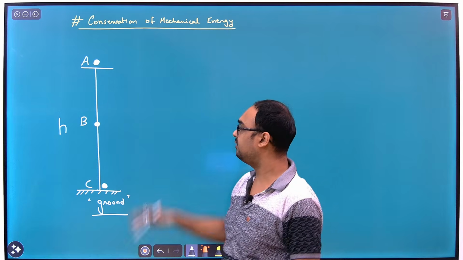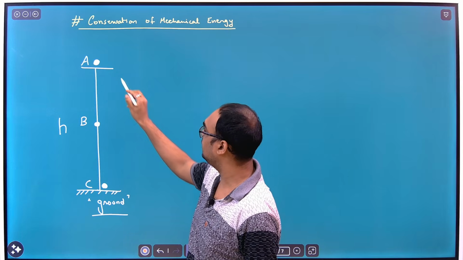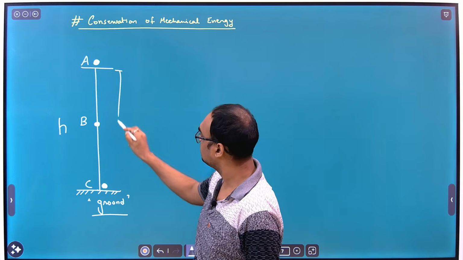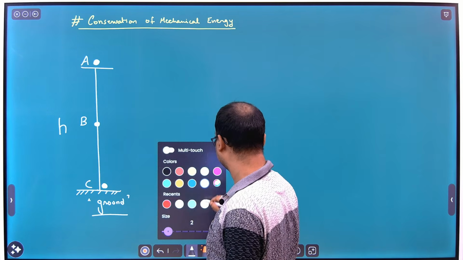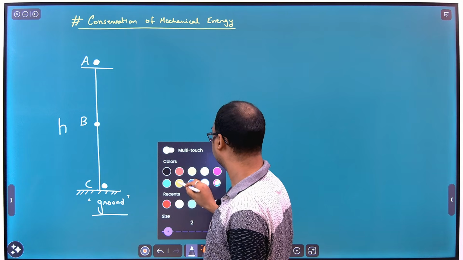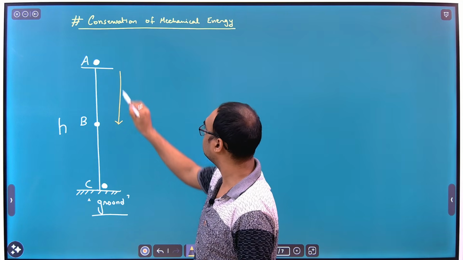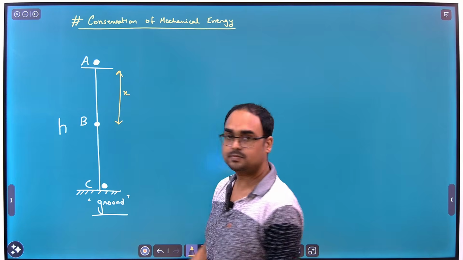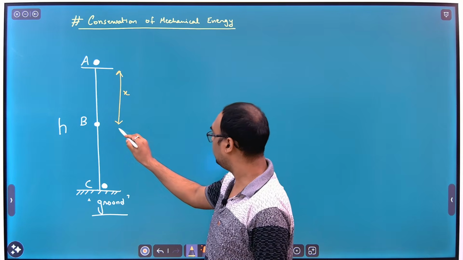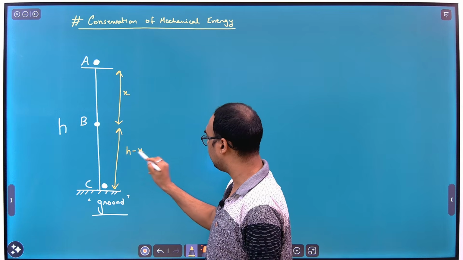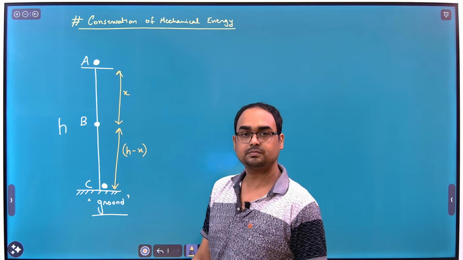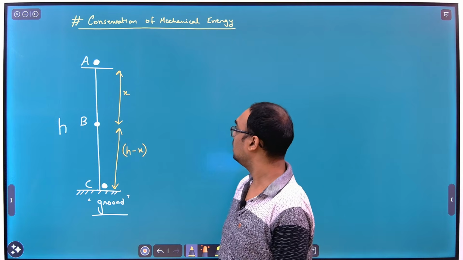Let me now divide the points. Let's say from A to B, this is x distance. Let's take this to be x. So the other part is h minus x.